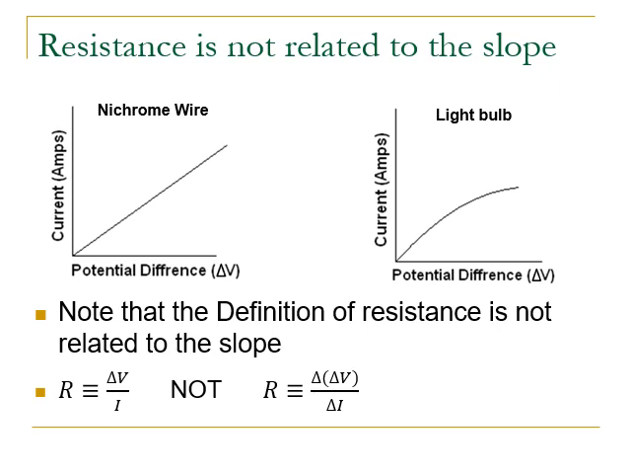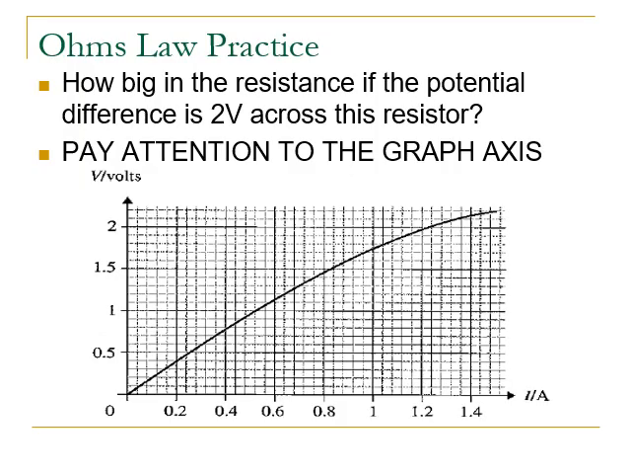Just please don't think that to find the resistance, you're going to have to calculate the slope of the tangent line like we've done in past things. That's not what you have to do. You just take the values and divide them. So we can practice one right here.